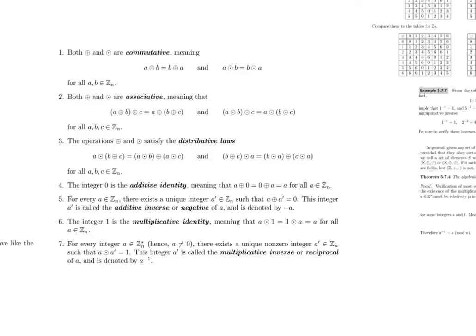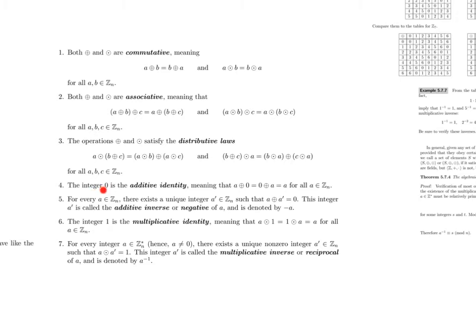We're going to talk about some properties of these operations that we defined on the integers mod n. That's the circle plus and the circle times. Both of these operations are commutative, associative, and combining them together, they satisfy the distributive laws that we're used to with integers, or real numbers, in fact. So all of these properties hold true.